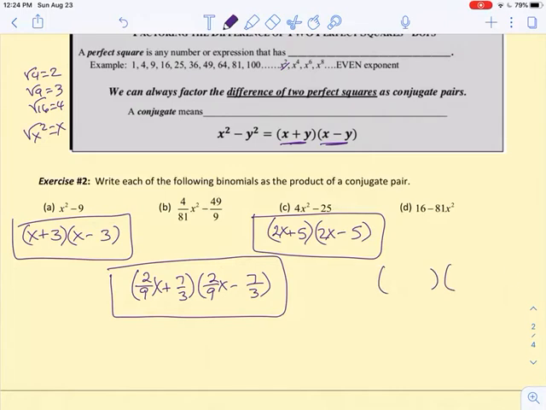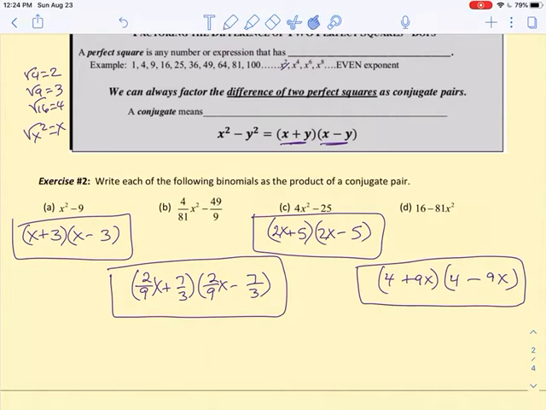And then 16 minus 81x squared. 4 times 4 is 16. 9x times 9x is 81x squared. One's a plus, one's a minus. All right.